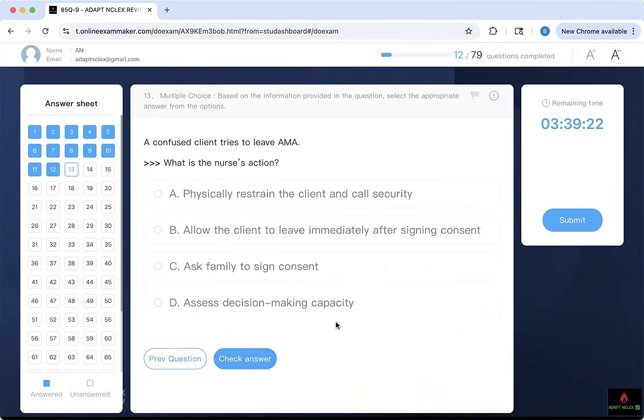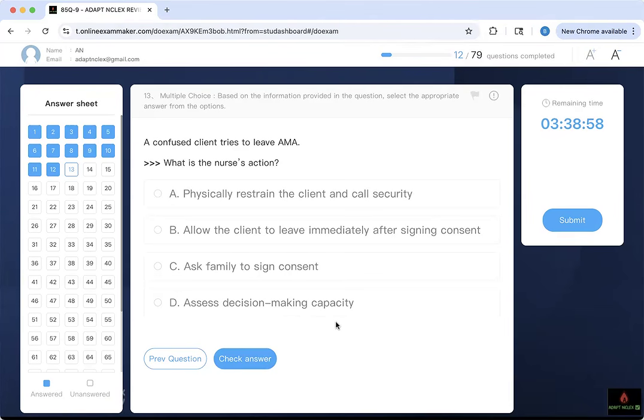A confused client trying to leave AMA, management of care, the same thing. This is ethics. What is the next action? Physically restrain the client and call security. Allow the client to leave immediately after signing consent. Ask family to sign consent. Assess decision-making capacity. This is ethics.